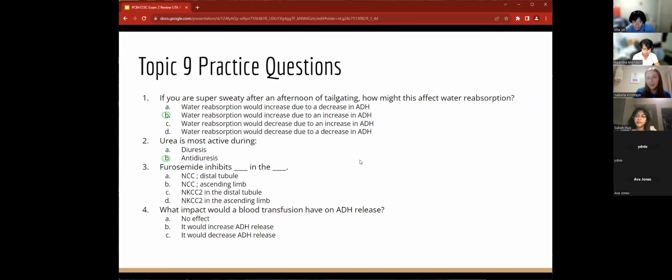And then for number two, well, I guess the cat's out of the bag for number two. It's most active during antidiuresis because urea can be used to increase the osmolarity of urine. Okay, so I'll give you guys 30 seconds for number three.